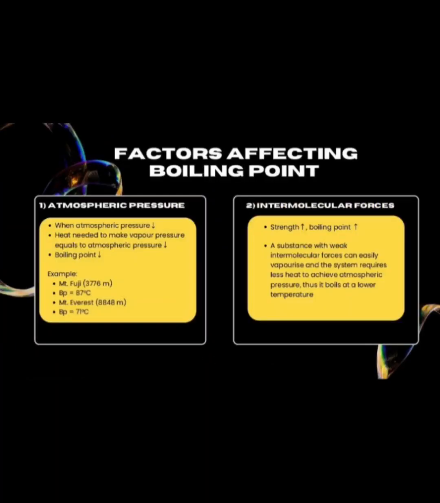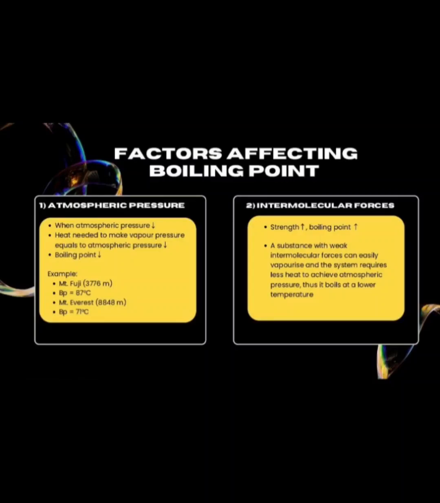For the next presentation, I will be discussing about factors affecting boiling point. For the first point, which is atmospheric pressure, when atmospheric pressure decrease, heat needed to make vapor pressure equals to atmospheric pressure decrease. Same goes to the boiling point. For example, Mount Fuji, which has a height of 3,776 meters, have a boiling point at 87 Celsius, while Mount Everest, which has a height of 8,848 meters, have a boiling point at 71 Celsius.